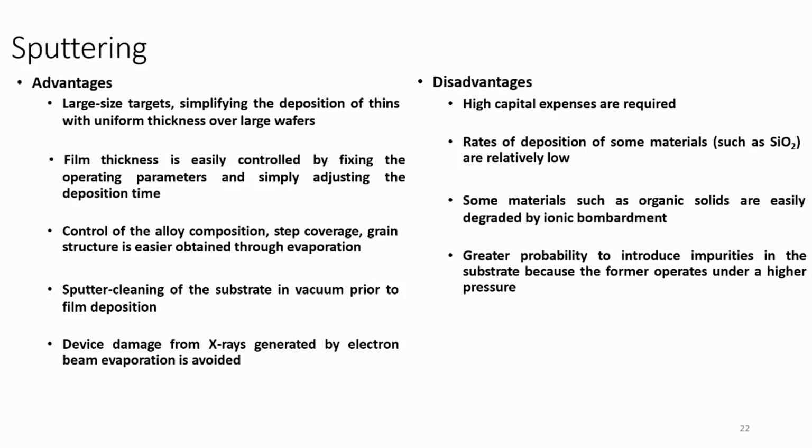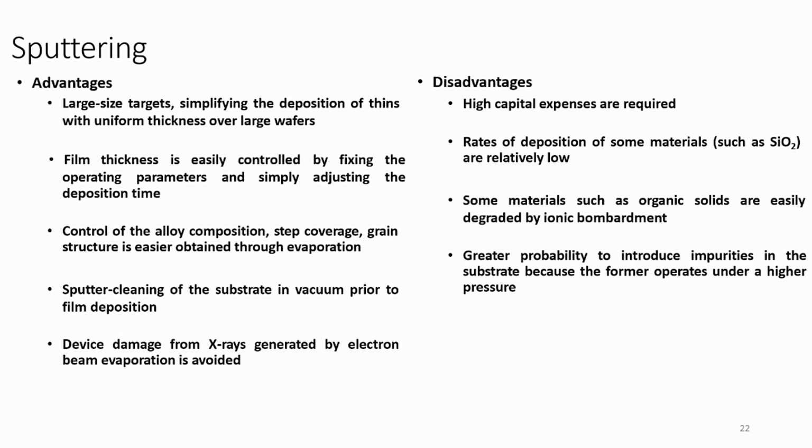Now, let us come to our second last slide for today's module, and if you see the slide, sputtering has advantages and limitations. So, what are the advantages? If you can focus on the slide, we will see that the advantages of sputtering systems are large size targets, simplifying the deposition of films with uniform thickness. Second, film thickness is easily controlled by fixing the operating parameters and simply adjusting the deposition time. Then the third advantage is control of the alloy composition. Along with good step coverage, grain structure is easily obtained compared to evaporation.